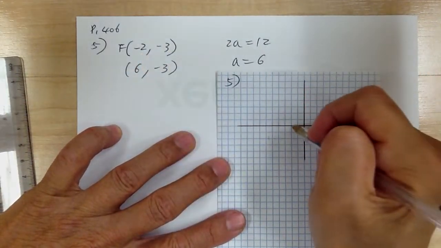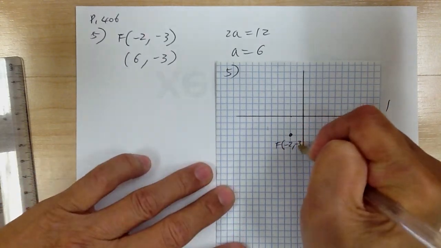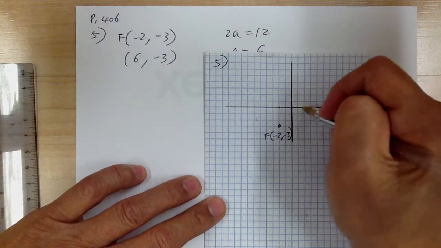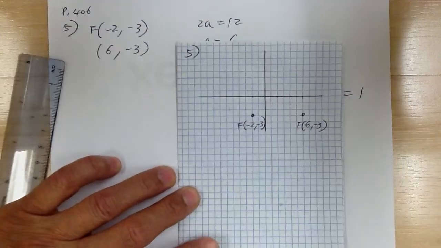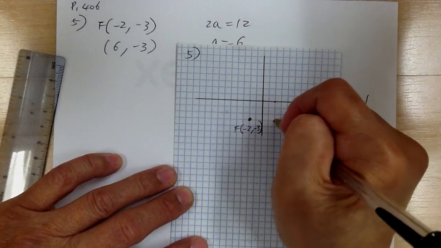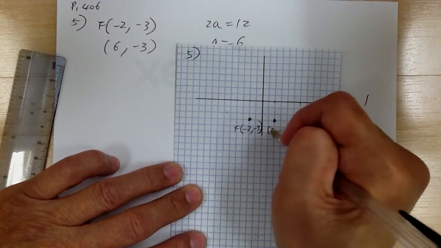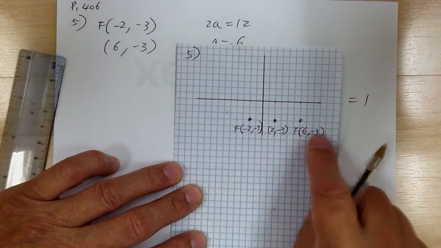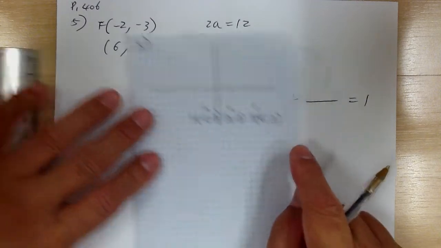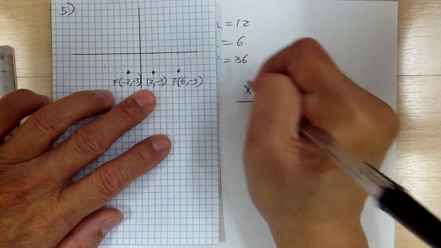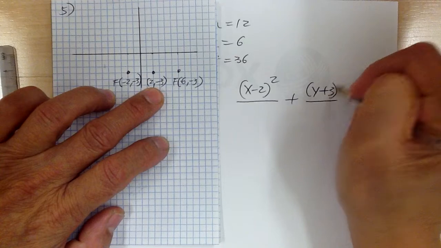Okay, so it's -2, -3. And then you got 6, -3. Okay, so from here, you're going to get the center right over here. You average the 2. So 6 plus -2 will give you 4, divided by 2 will give you 2. And the average of -3 and -3 is still -3. Or you can just look at your graph. Okay, so your center is going to be at 2, -3. So that means your equation is going to have x minus 2 squared, right? So x minus 2. Over here is going to be y minus -3, so it becomes y plus 3 squared.